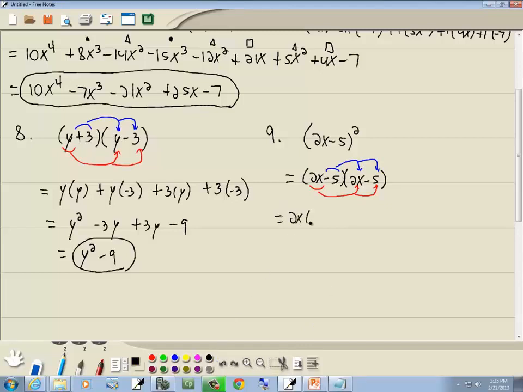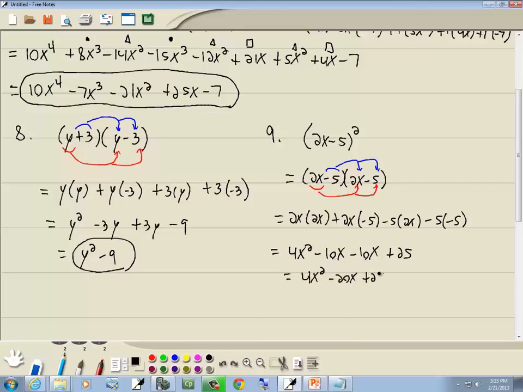So we got 2x times 2x. We got 2x times negative 5. Negative 5 times 2x. And negative 5 times negative 5. Just following the lines. 2x times 2x gives us 4x squared. 2x times negative 5 is negative 10x. Negative 5 times 2x is negative 10x. And negative 5 times negative 5 is a positive 25. Combine together like terms. Negative 10x and negative 10x is negative 20x plus 25.